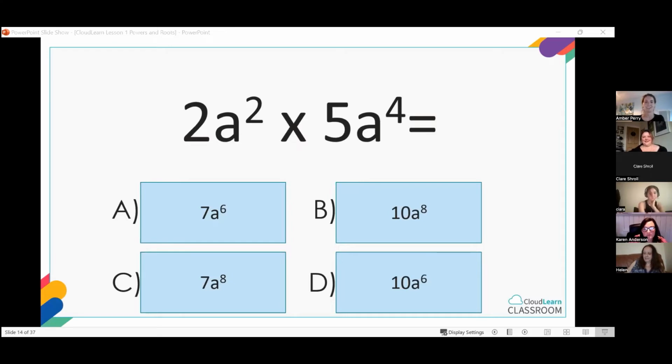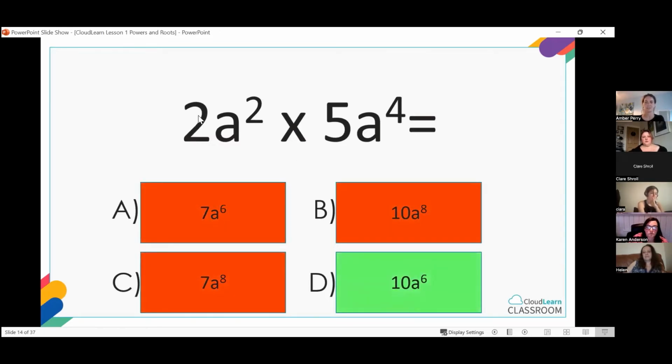Okay, brilliant. We have 2 times 5, which is 10, and then A to the 2 times A to the 4, which is A to the 6. So the answer was D, and I can share the results with you. We've got 91% correct, so brilliant, well done. To quickly go through that one, 2 times 5 is 10. We do the numbers separately. A squared times A to the 4, we add the powers, that's A to the 6 there.